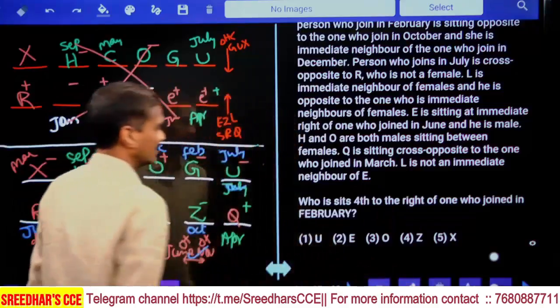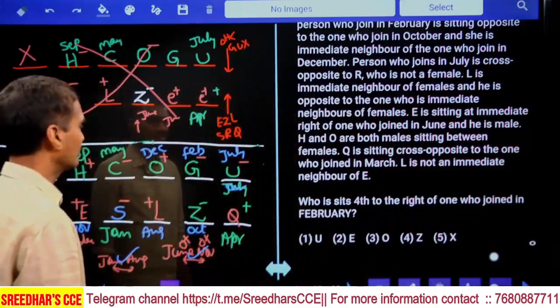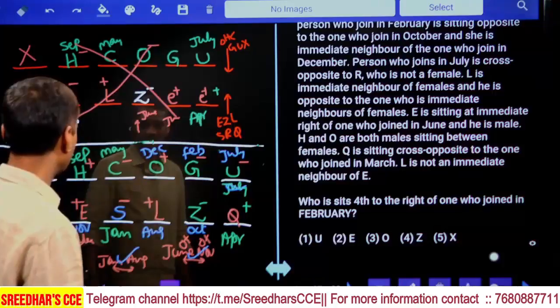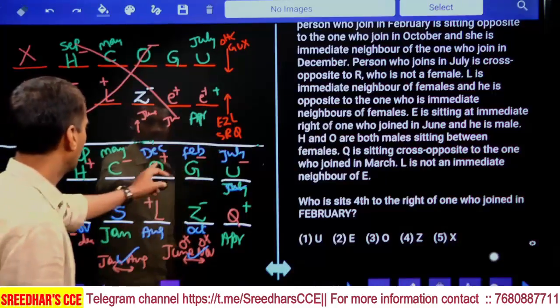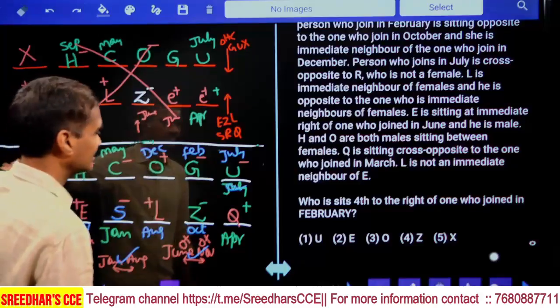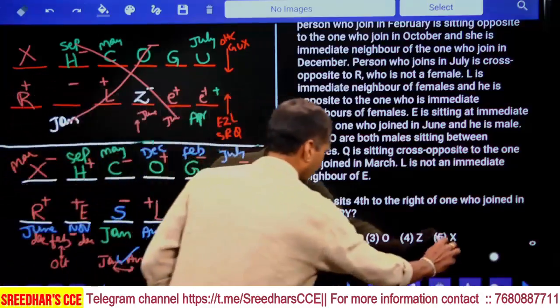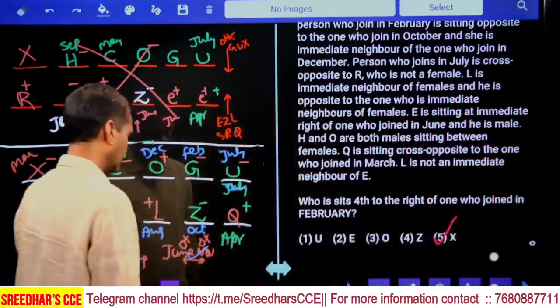19th one. Now in this 19, who sits 4th to the right of the one who joined in Feb? 4th to the right of the one who joined in Feb. Who joined in Feb? Feb. 1, 2, 3, 4. 4th to the right, that is X. X, that is choice 5. Choice 5, question number 19.